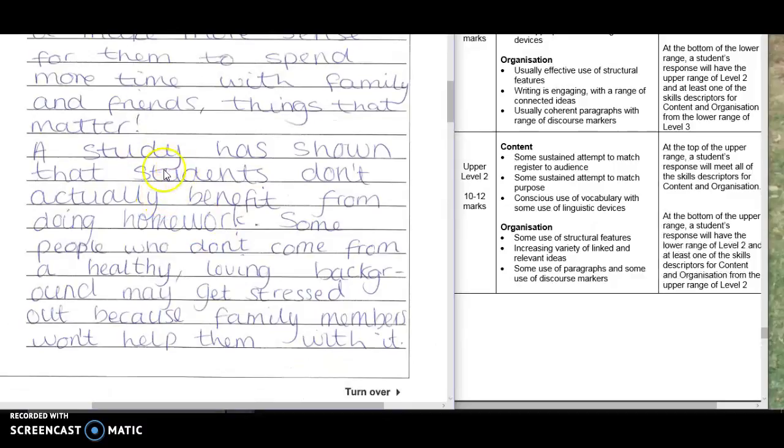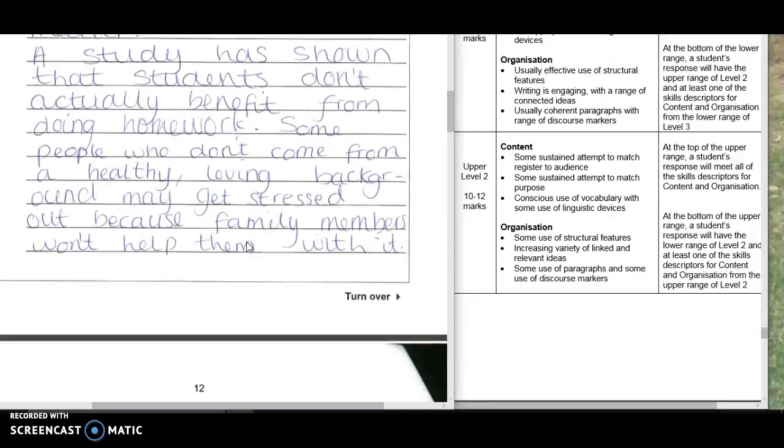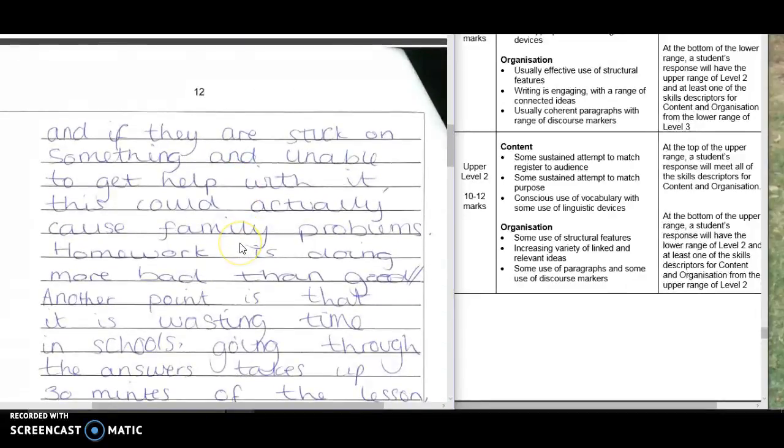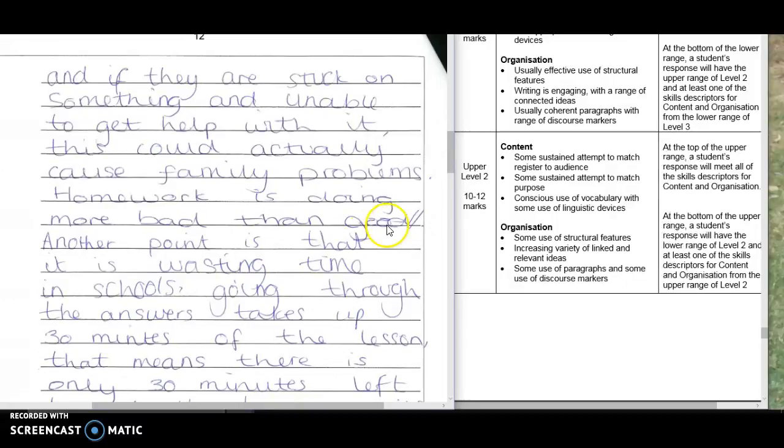Again, you've mentioned a study, so that's a good use of the linguistic devices, and good reasons there for why we shouldn't have to do homework. Notice you've used the symbol here to show where your paragraph needed to go, so that's good, and a good discourse marker here, so well done.